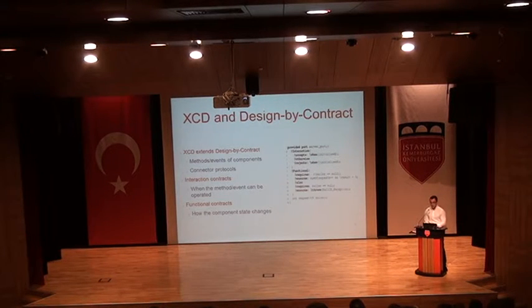Interaction contracts represent when that method can be called, when that method can be operated. Here, the interaction contract states that the request method can be offered to the component environment only when the initialized data of the component is true. Once you offer your method to the component environment, then the functional contracts come into the stage. Functional contracts update the state in the way specified. Their responsibility is to change the component state after you perform the method operation.